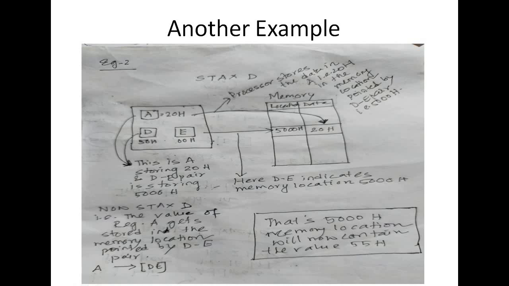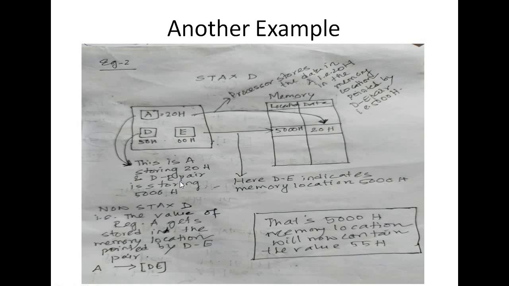Now another example, STAX D. Suppose register A is storing 20H by default. It is storing some 8-bit data, 20H, and register D is storing data 50H, and register E is storing data 00H. Okay, so this is by default.